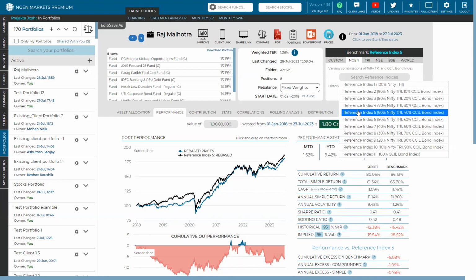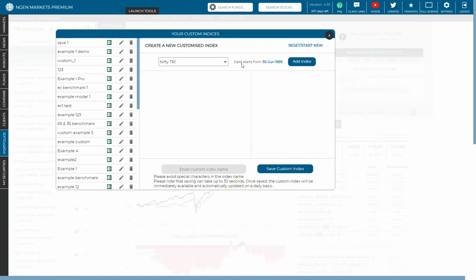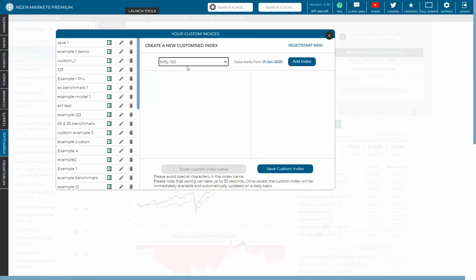How can you customize that? For that, you'll have to head over to custom benchmarks. If you click on this, you will be able to assign the respective weightages to the benchmarks and build a customized benchmark. Head over to custom benchmarks, manage custom indices, and load this new window. Typically, for the equity exposure, we'll have a benchmark of Nifty 100. When you add that benchmark, click on add index, and this will get added. Give it an allocation of 55% because 55% was equity in the portfolio.